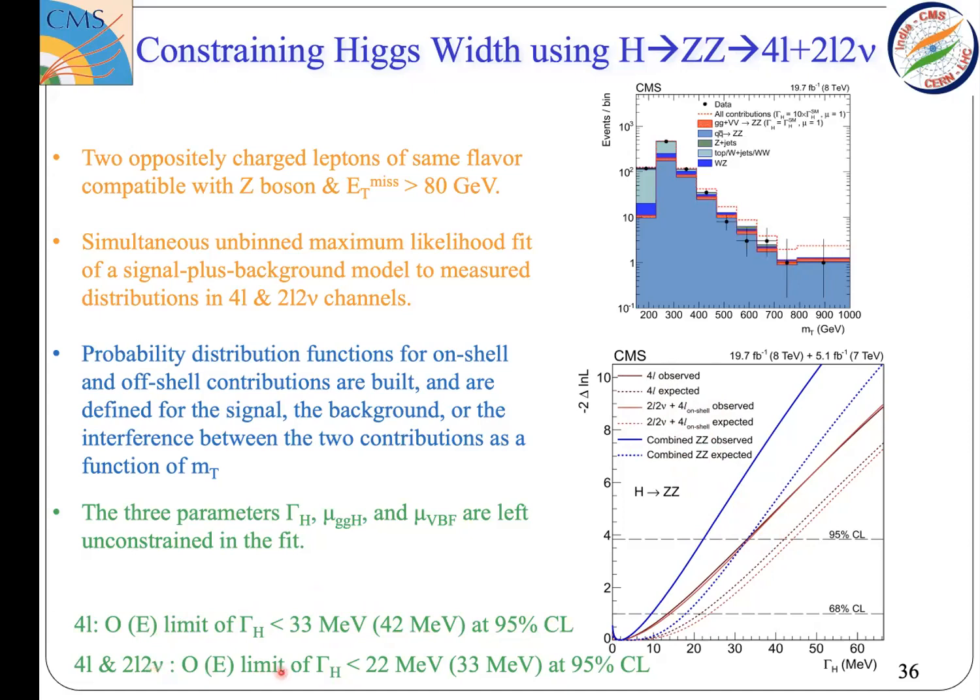And with the combination of 2L2nu, this turned out to be 22 MeV and 33 MeV. Those of you may be aware that this on-shell and off-shell production analysis, in the latest era, is also submitted to Nature Physics. But the one I am showing here is, of course, only for the Run 1 data.